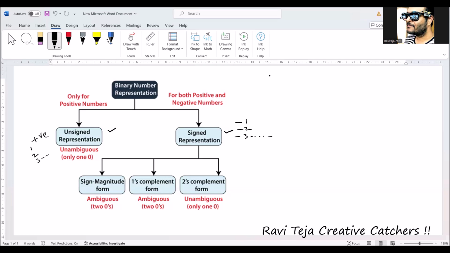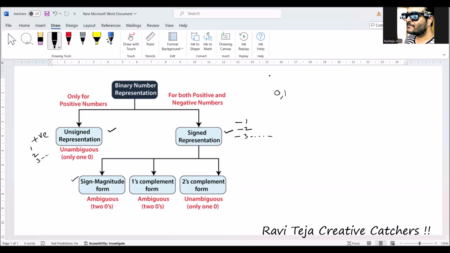Same way in binary data also. Binary data will have numbers zeros and ones, right? So for binary number representation also, we can indicate whether that particular binary number is a positive number or a negative number. So how is that represented? The signed representation is again classified into sign magnitude form, ones complement form, and twos complement form.